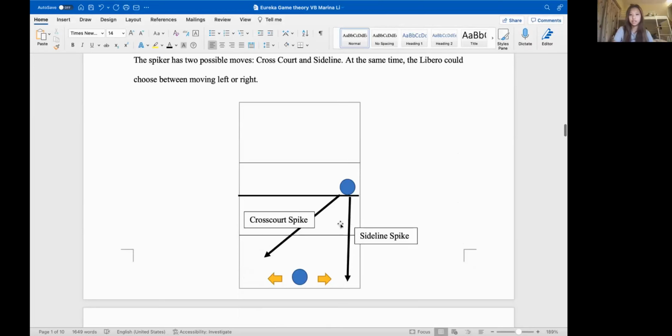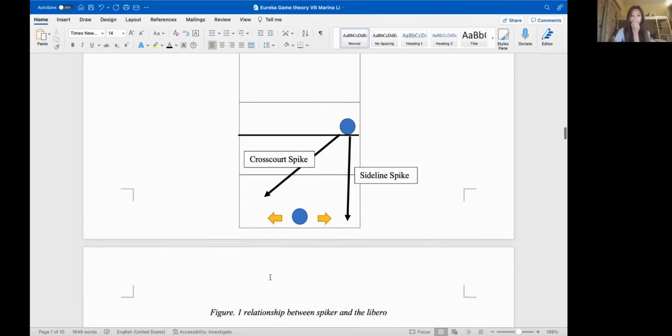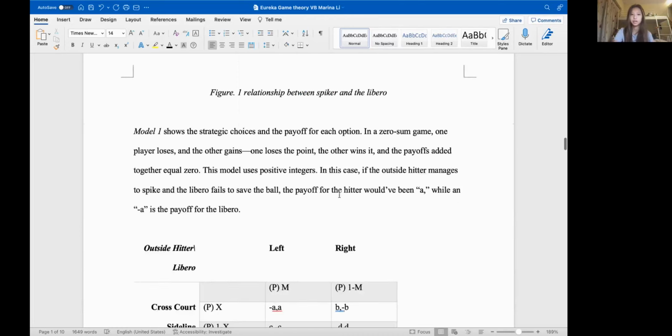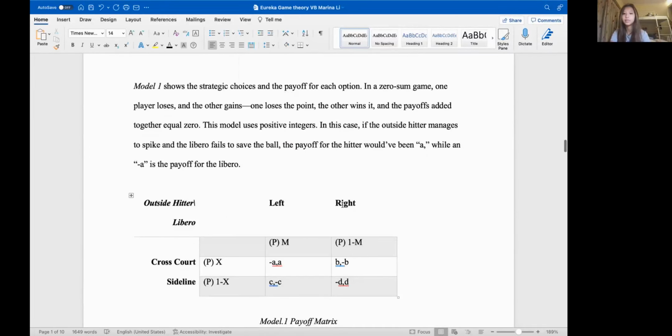So this is actually a model I have created just to give you guys a better understanding of how the whole thing works. The player could choose to spike a sideline spike or a cross court spike, while the libero stands here and could choose to move left or move right.